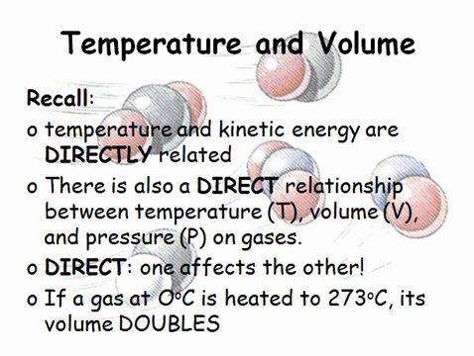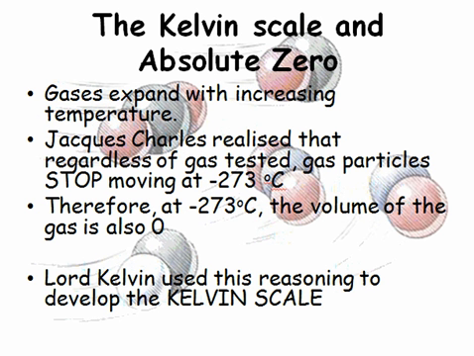So basically, if a gas, for example, is at 0 degrees and it's heated to 273 degrees, its volume will actually double. Now, this is a standard amount. The fact that an increase from 0 to 273 degrees causes the volume to double brings us to the Kelvin scale and absolute zero. So gases expand with increasing temperature. The temperature causes gases to spread out and expand.